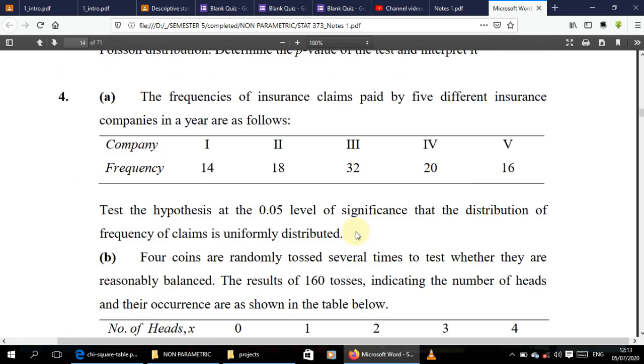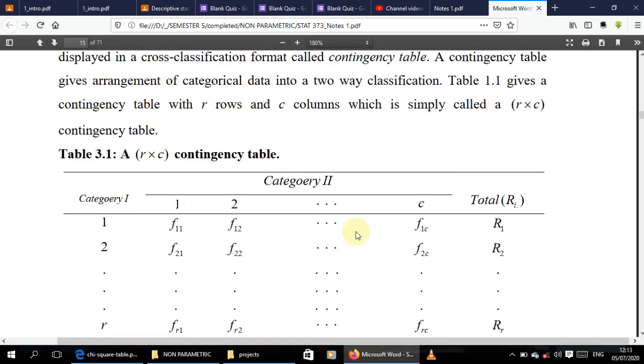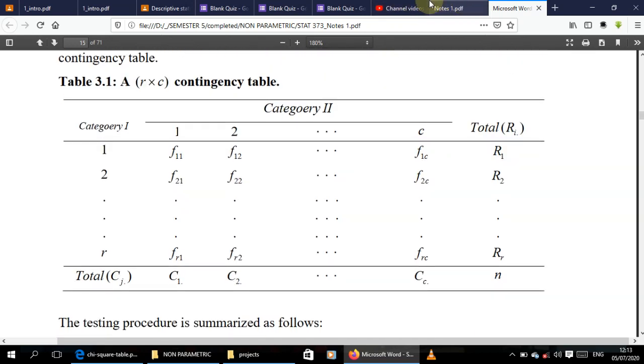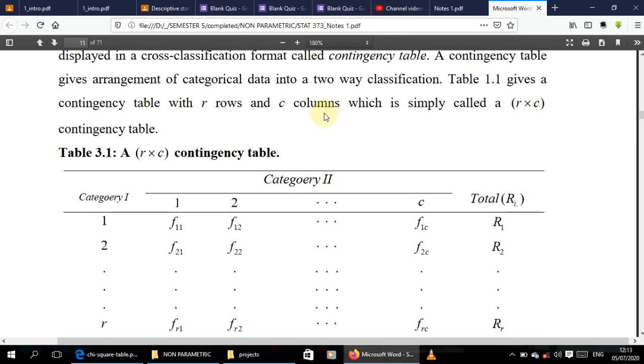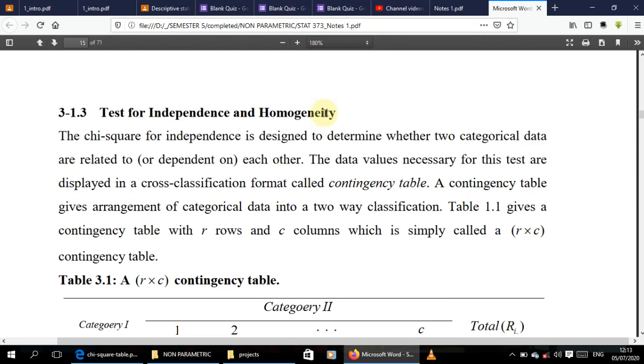So all these are chi-square goodness of fit. Okay, all these are chi-square goodness of fit. All right, so we'll start the next thing, which is the test for homogeneity.